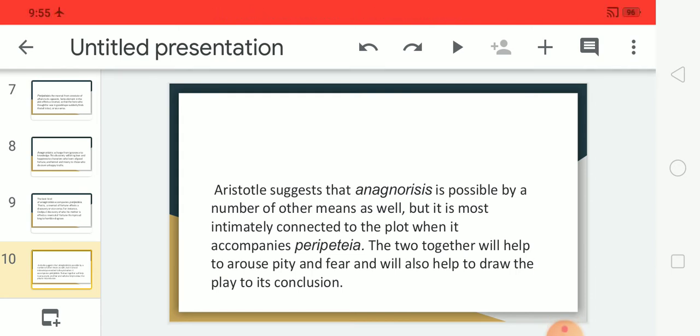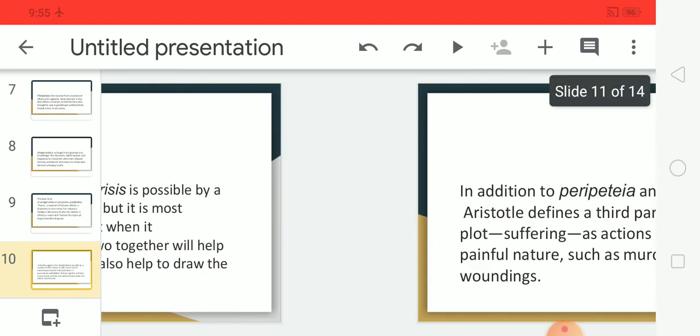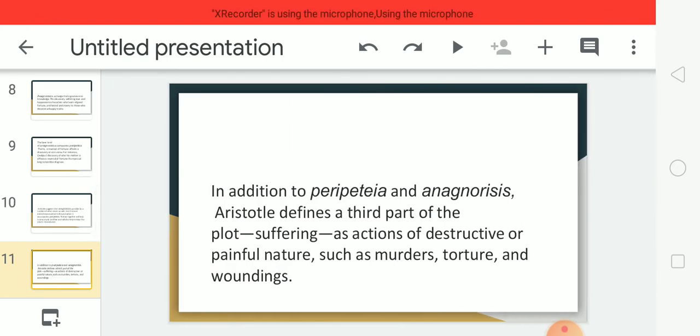That is the main intention of writing a tragedy, to arouse pity and fear, and to provide catharsis of such emotions. In addition to peripety and anagnorisis, Aristotle defines a third part of plot. So anagnorisis and peripety are the two parts, and the third part of plot is suffering, defined as actions of a destructive or painful nature, such as murders, torture, and woundings.